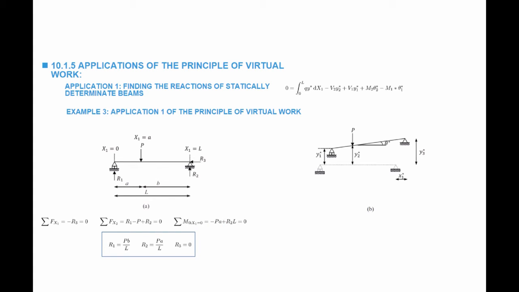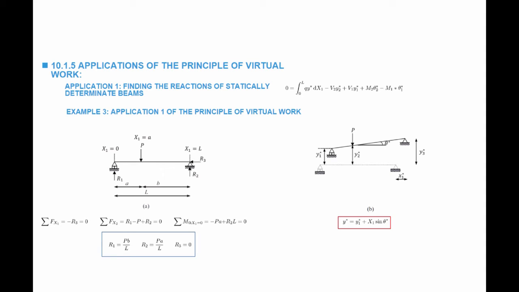And so, solving these equations, we find the reactions. R1 is equal to P multiplied by B divided by L. So this is the first reaction. The second vertical reaction, R2, is equal to P multiplied by A divided by L. And the third reaction, R3, equals 0. Now we're going to use the virtual work method to find those reactions.